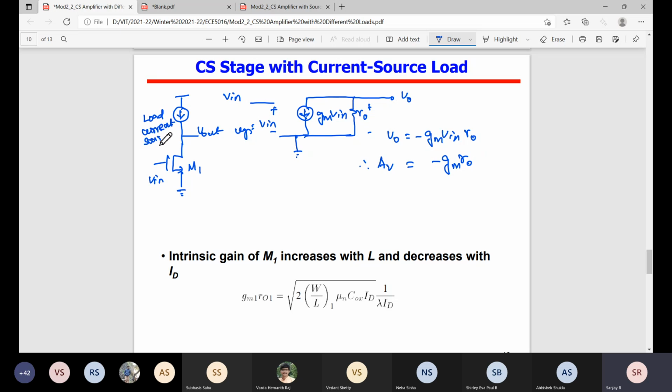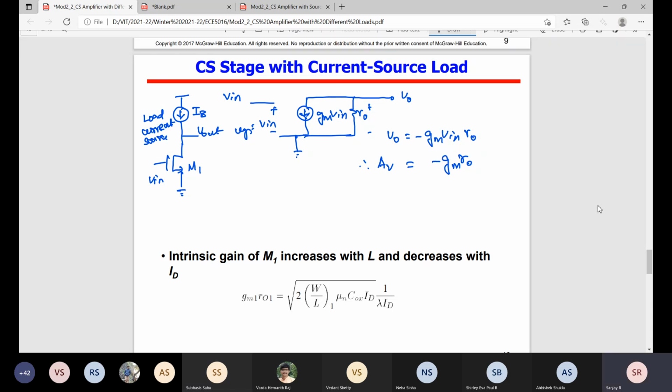Let's take the current source as IB, the bias current IB. Is there any related parameter in this gain? Yes or no? No, sir. Okay, that means this parameter is only due to the transistor. So this gain is due only to the transistor, so this is called the intrinsic gain.